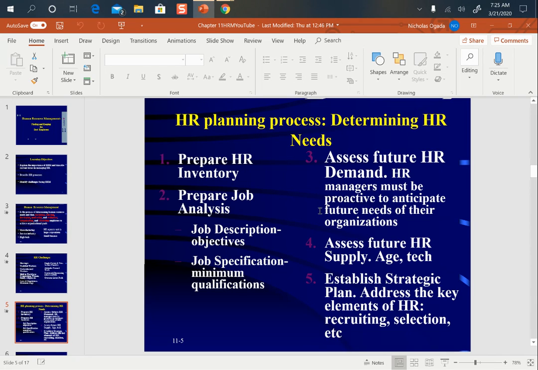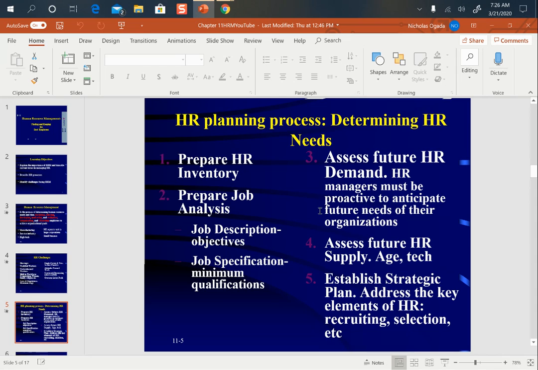And this involves several steps. Of course, the first step for us is to be able to prepare a human resource inventory. Basically, what we're doing here is, if you're a company, you already have employees in your organization. So what you're doing is taking an inventory of who they are, but your focus is on the skill set, the skills that they have, because you might use their skills in the future. So you're trying to understand their skill set, or having an inventory of their skill set.